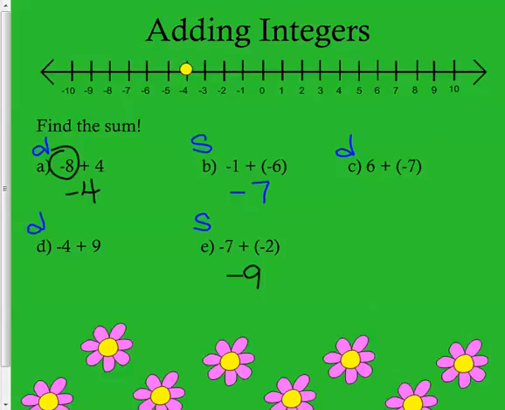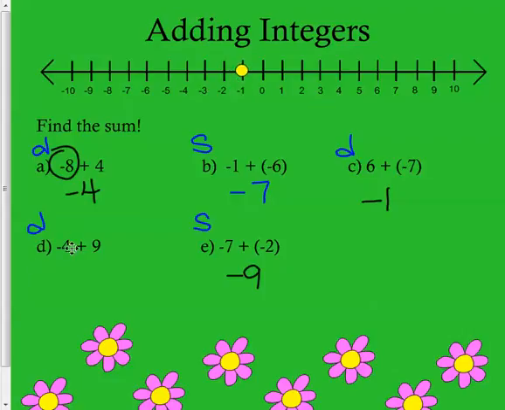Over here, who's got the bigger absolute value? 6 or -7? Well, -7 is further from 0. So take the sign of the -7, and then we subtract. 6 from 7 is 1. So if I started at 6, and I went back 7, I'm at -1.